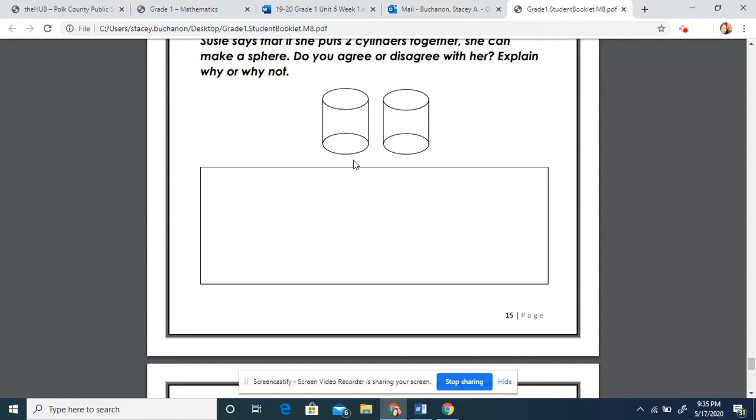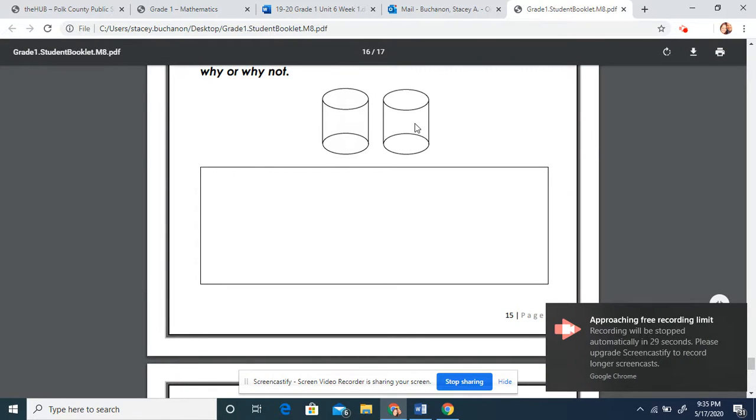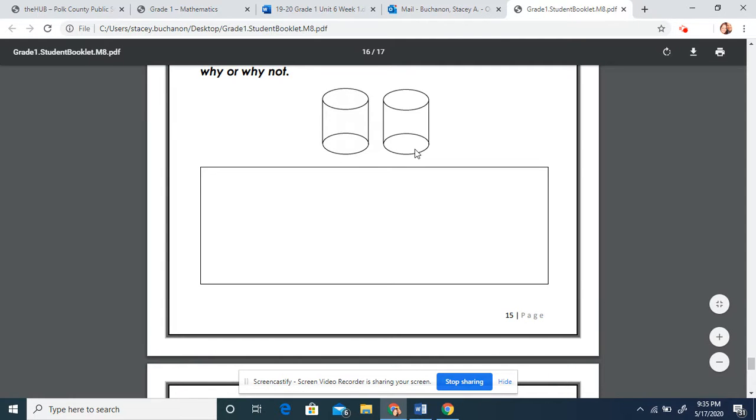You can pause the video if you don't want to hear what I'm going to say yet. So if you put these together, you would have a tall cylinder. You would not have a sphere because they have a flat side. They both have a flat side and a sphere is all round.